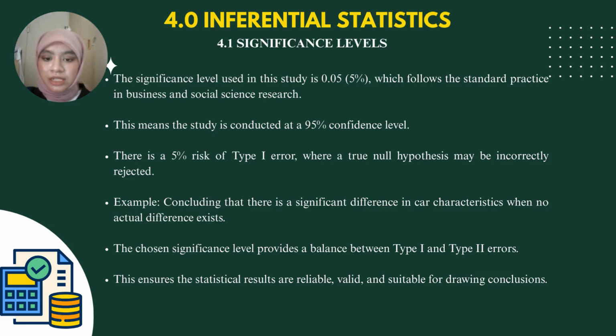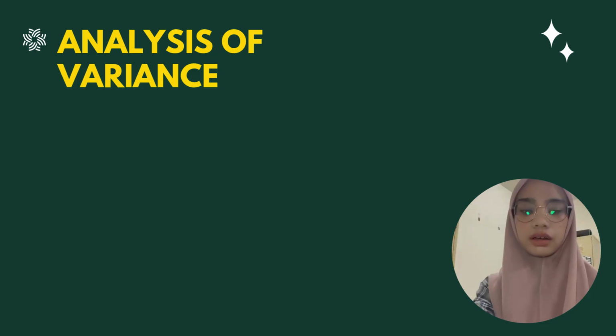For example, this could happen when we conclude that there is a significant difference in car characteristics, even though no actual difference exists. The chosen significance level provides a balance between the risks of type 1 and type 2 error. Overall, this ensures that the statistical results are reliable, valid, and suitable for drawing meaningful conclusions.